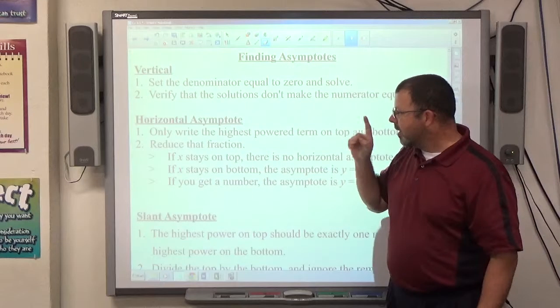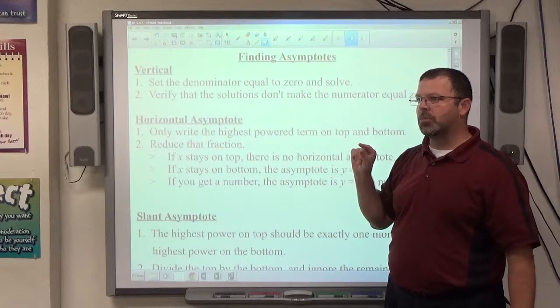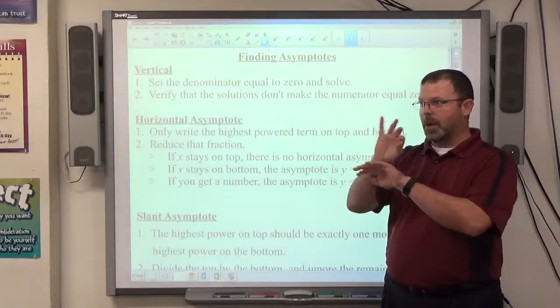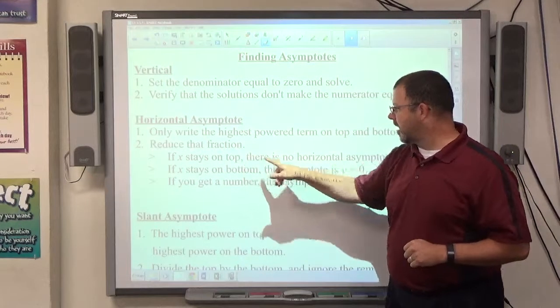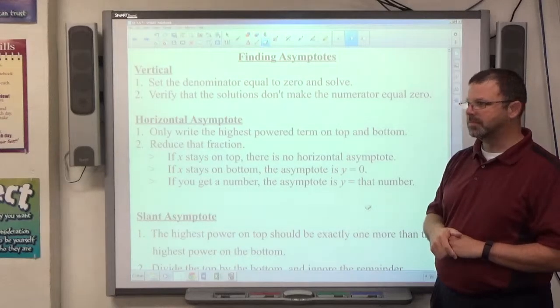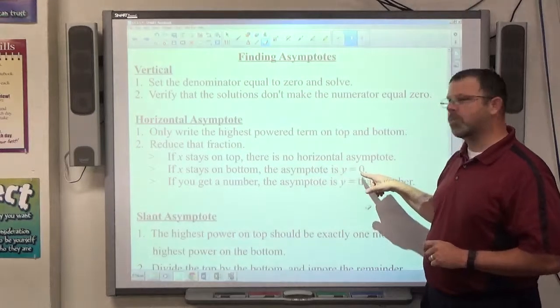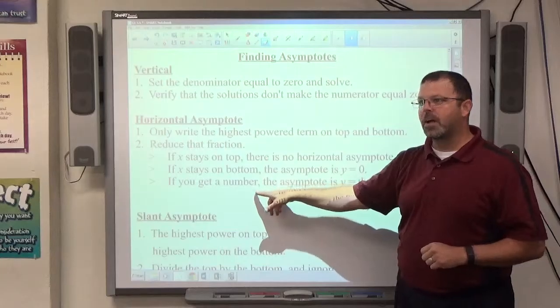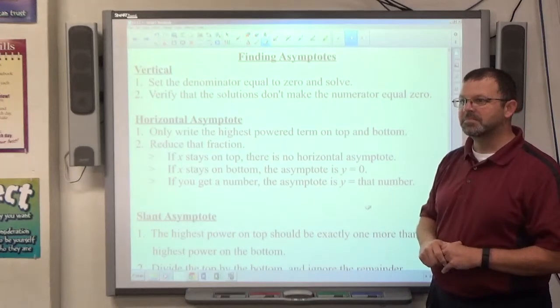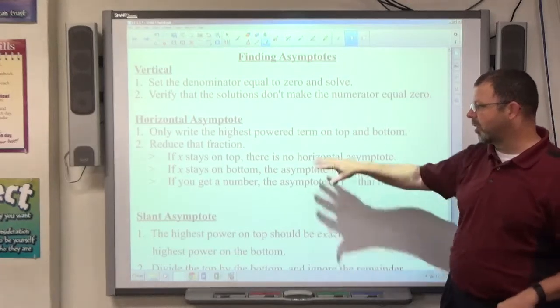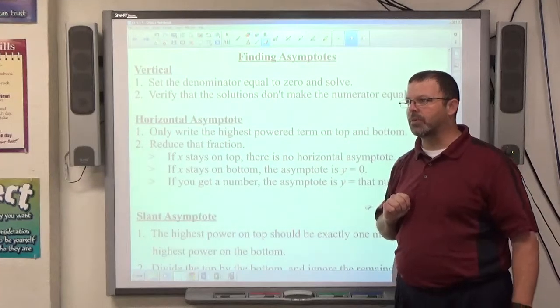If you write the highest power term of each, the top and the bottom, ignoring everything else, and reduce it, if x stays on top, there's not an asymptote. If x stays on bottom, it's y equals 0. And if the x's disappear, y equals that number. Those are real easy. We're going to see all three scenarios there with examples 3, 4, and 5.